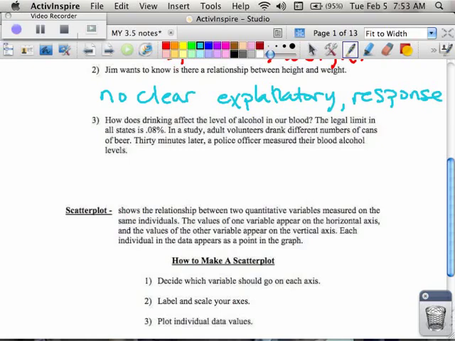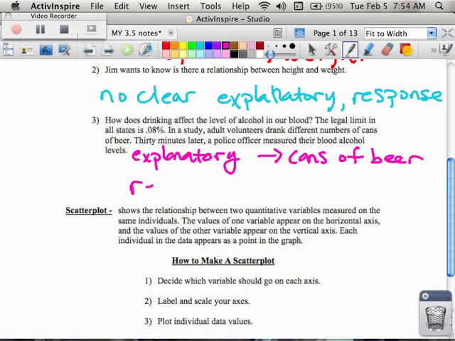In number 3, they talk about how does drinking affect the level of alcohol in our blood. And so then they talk about the legal limit is 0.08%. In a study, adult volunteers drank different numbers of cans of beer, and then 30 minutes later, the police officer measured their blood alcohol level. So in this case, the explanatory would be the cans of beer, and then the response variable would be the blood alcohol level.